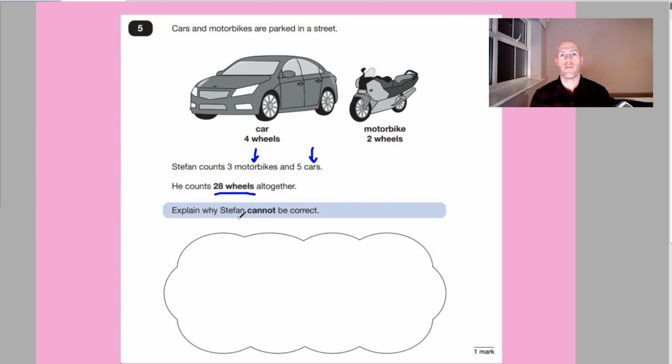So before we can do that, we need to work out what the correct answer is. So we've got 5 cars, and I'll be writing exactly this. 5 cars times 4 wheels equals 20 wheels.